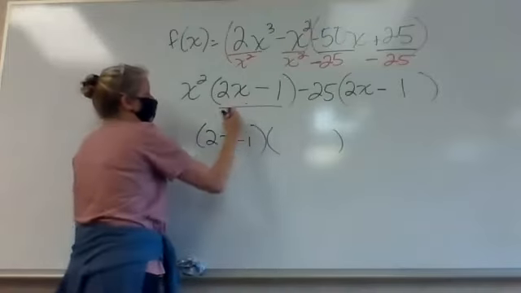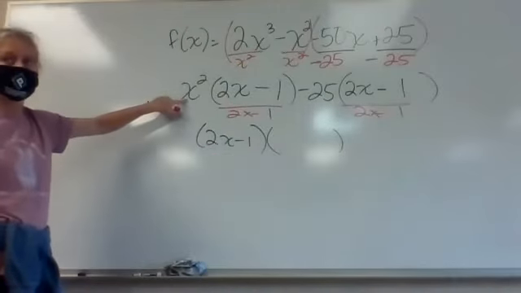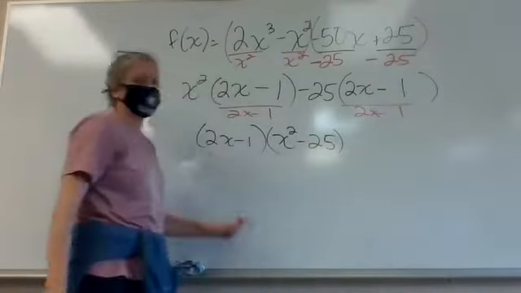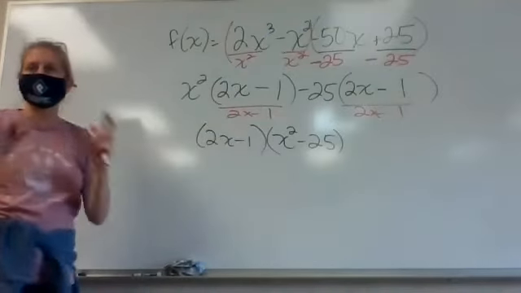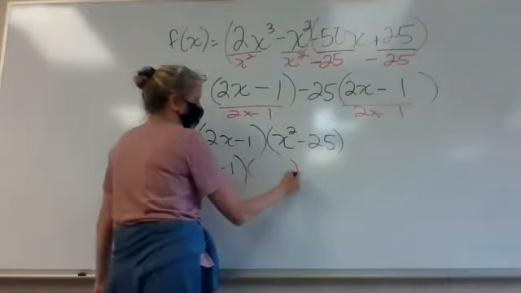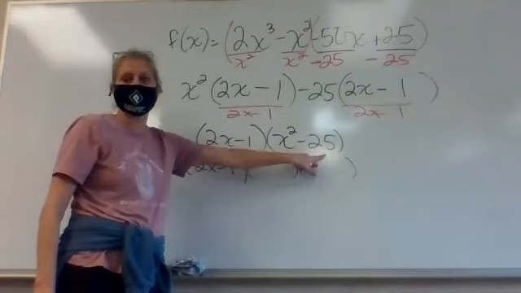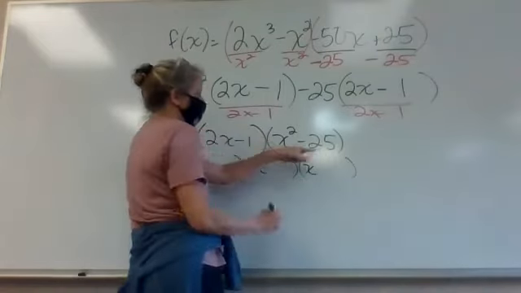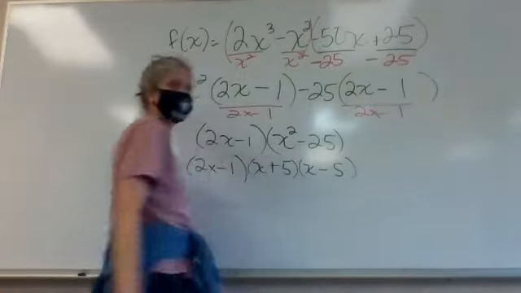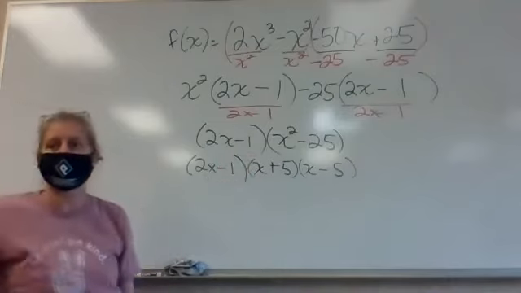If I take the 2x minus 1 out of each of these, what's going to be left in my second parenthesis? x squared minus 25. And just like the last one, this factor didn't have an inside exponent, so it was done. But this one was a difference of squares, right? Because you have x squared and 25, which are both perfect squares. So x and x for x squared, 5 and 5 for 25, one plus, one minus. So you're all the way done factoring now, right? All your factors don't have any exponents on the inside.